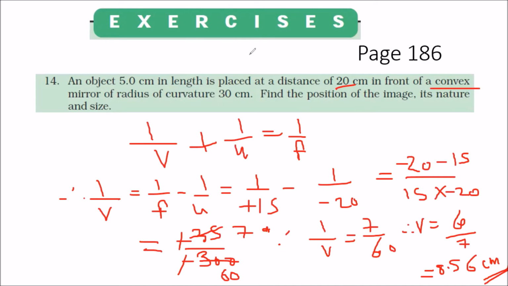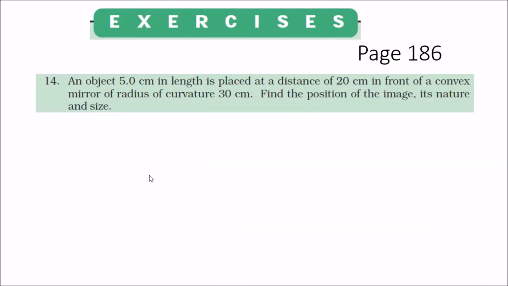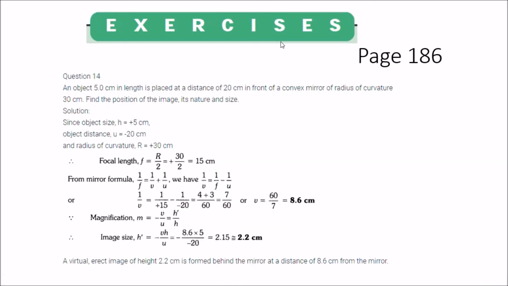So we know a convex mirror always forms a virtual image, and we know from the ray diagram that the nature is going to be diminished, virtual, erect, but still we will find out the magnification, and for that we'll move on to the next slide. So you can see just now we've got 8.56 as the answer, which if you round it up, comes out to be 8.6. So this is our answer for image distance.